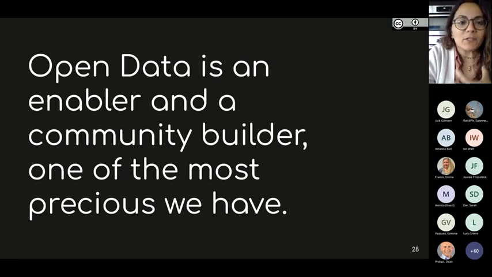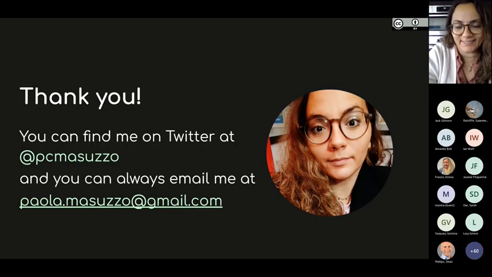And so I hope I have convinced you, if you didn't know this already, that open data is definitely an enabler. It's a community builder. It's one of the most powerful and the most precious things we have as communities. And I agree with Mark that the future of open data is definitely bright. And with this, I thank you very much for having me again. I'm happy to take questions.